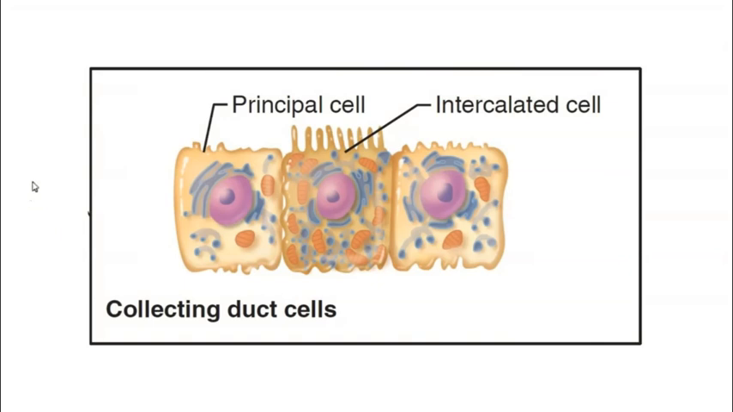The collecting ducts have two cell types. They have principal cells and intercalated cells. The principal cells are the most common cell type in the collecting duct. We see that they are cuboidal in shape and have very few and very short microvilli. The principal cells' job is to maintain water and sodium balance in the body. The intercalated cells are also cuboidal shaped, just like the principal cells. We see that they have many more microvilli, and those microvilli are much taller. Their job is to maintain acid-base balance within the blood.